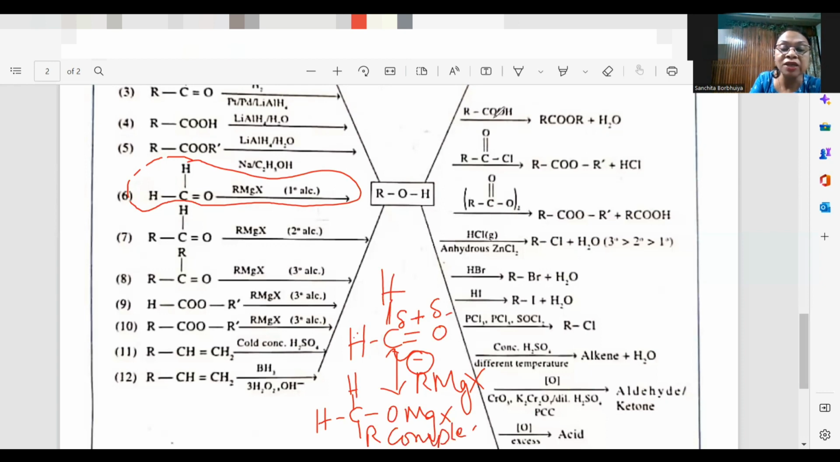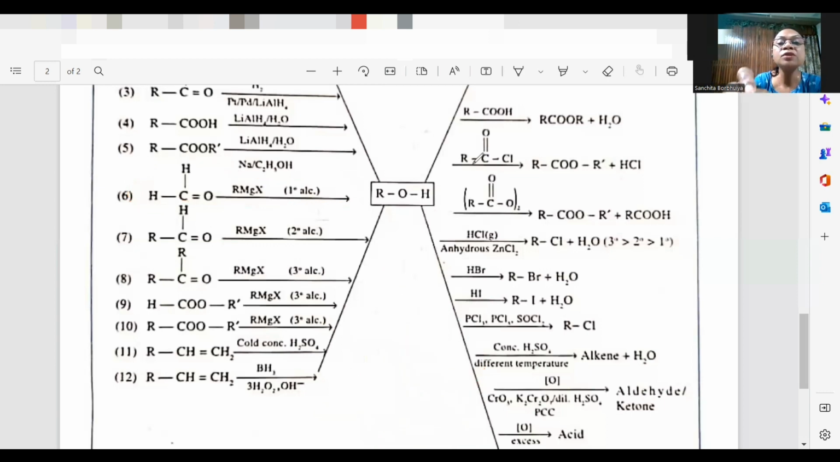And after you do the hydrolysis, the MgX is just replaced with OH. So you get your alcohol here instead of the MgX. The MgX is replaced with H. And what about the MgX? It goes out as the side product, hydroxy magnesium halide. So that was with formaldehyde. Formaldehyde and Grignard gave you a primary alcohol.